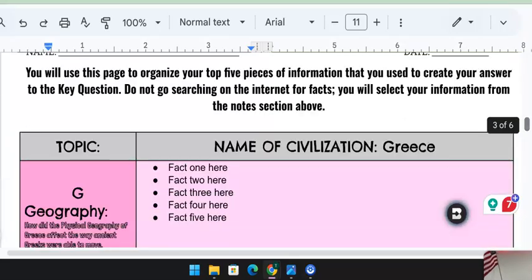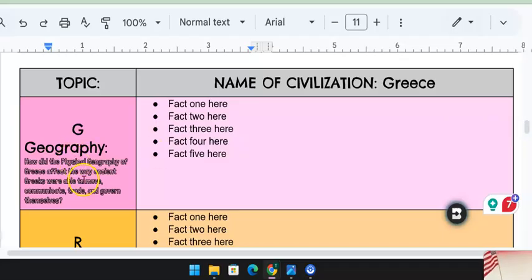This section is all about organizing our information to create our answer to our key question. So basically those first note boxes, that's where we're putting all the stuff that we learn, and we organize it by grape. In this second section, you're going to say, okay, from everything I learned about the geography of Greece, what are the top 5 things that I can use to help me to answer the key question? And if you notice, the key question is right over here.